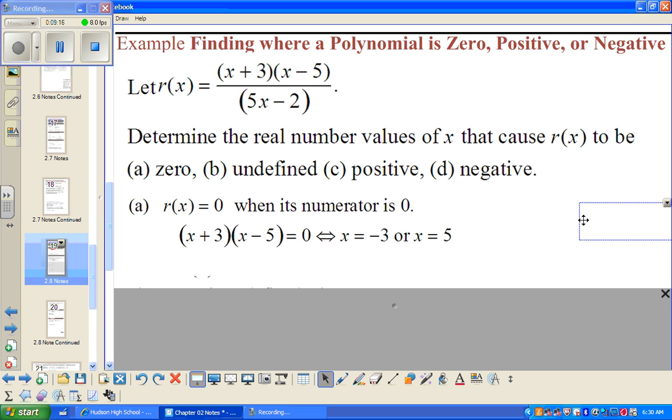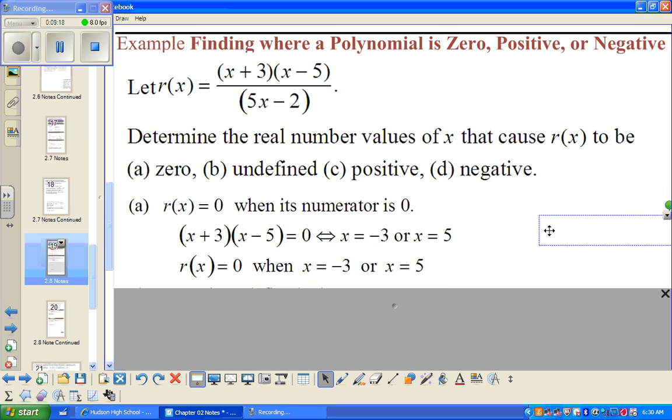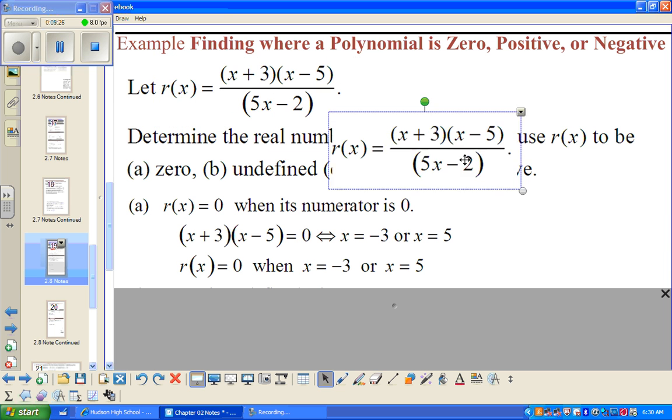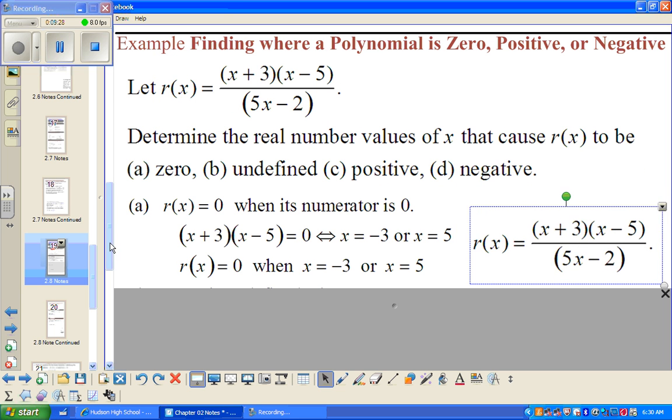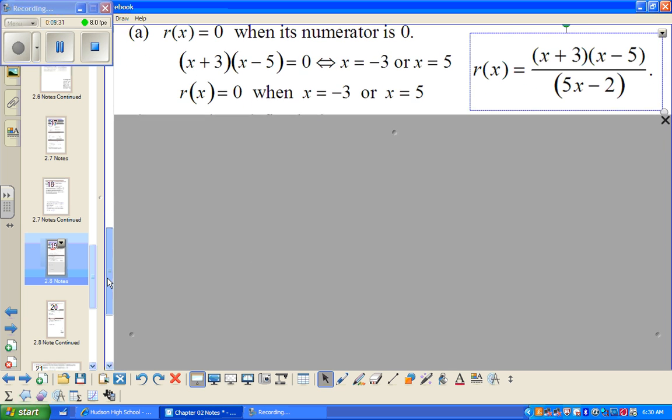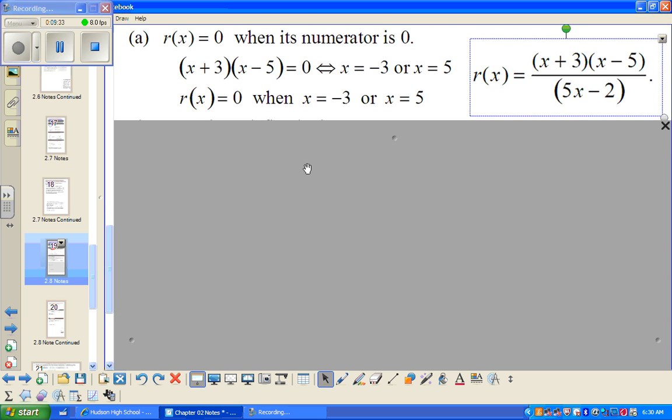So, you know the zeros would be negative 3 and 5. When is the graph going to be undefined? When the denominator is set equal to 0. Let me just grab this so you can still see it when I scroll up.